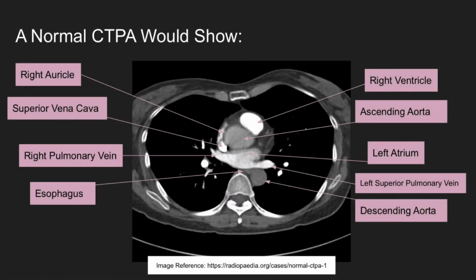A normal CTPA would show an image kind of like this with all of these structures that are labeled: right ventricle, ascending aorta, left atrium, left superior pulmonary vein, descending aorta, esophagus, right pulmonary vein, superior vena cava, and the right auricle. And depending on where you're at in the chest cavity, you'd obviously see different structures. This is just the slice that I chose to label.